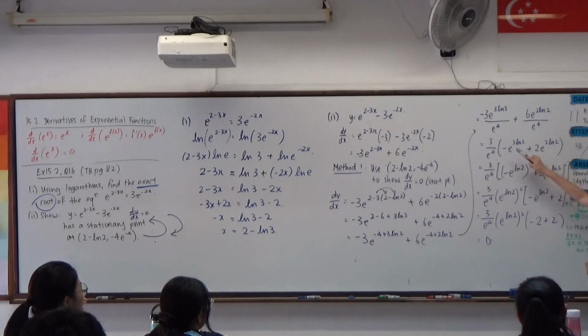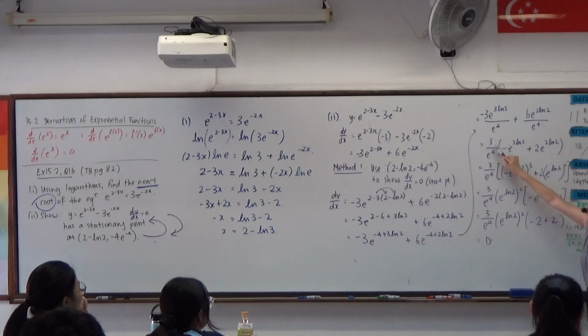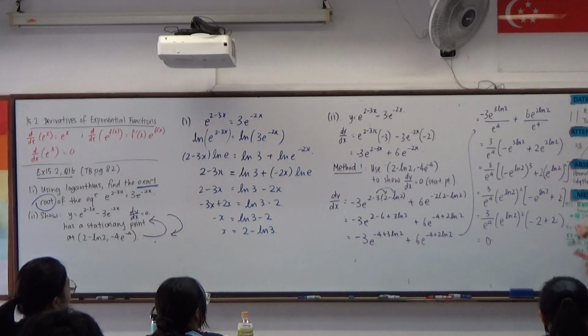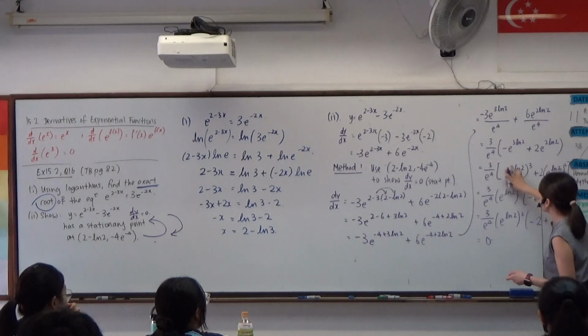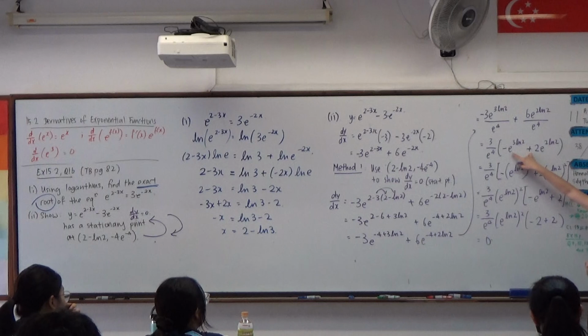Okay, then I go about factorizing out 3 and e to the power of 4 from both terms. Therefore, I get this expression. And then after I simplify the things in the brackets, I'll get negative e to the power of 3 ln 2 plus 2e to the power of 2 ln 2. Okay? And then over here, sorry, my brackets is wrong. Okay? So, this is e to the power of 3 ln 2, which essentially means 3 times ln 2.